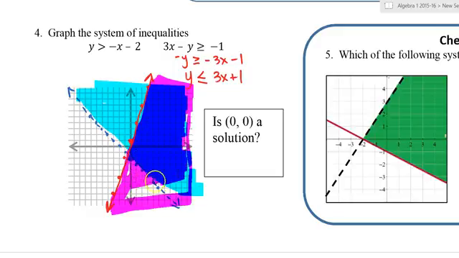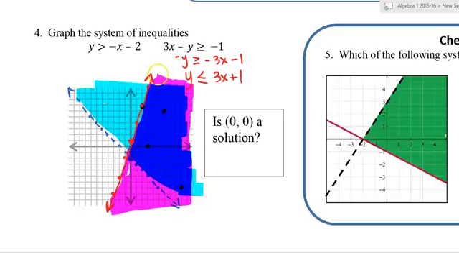And what you will see is that there is an overlapped area in this dark blue section here. So that means if I wanted a solution to this system of inequalities, I could pick any point in this shaded region. Okay, so points like 3, 0, that is a solution. This is a solution. This is a solution. Anything on this solid line is a solution. However, anything on this dotted line is not a solution.